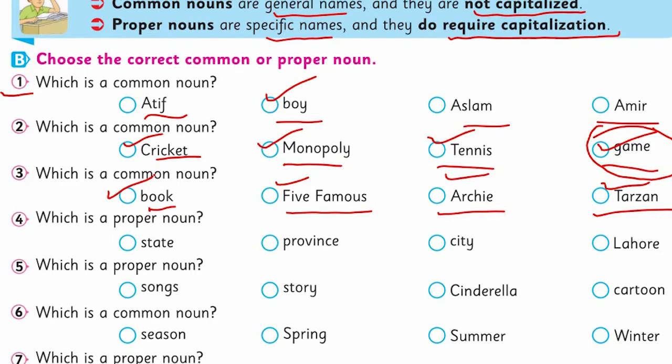Look at the fourth one, which is a proper noun here: state, province, city, Lahore. Yes, it will be Lahore because it is specified here. And also Lahore has a capital L at its start. Look at the fifth one. Which is a proper noun here? Songs, stories, Cinderella or cartoon? Yes, Cinderella. Here the Cinderella name is specified and it has a capital letter at the start, C.